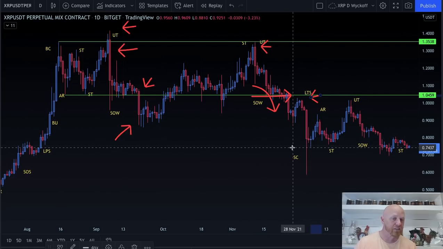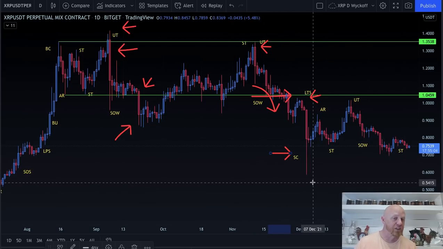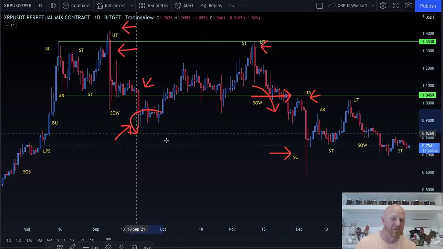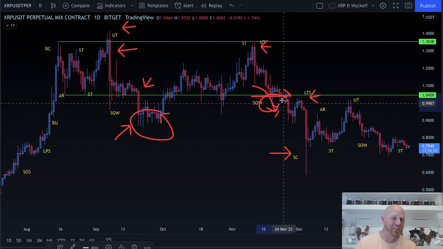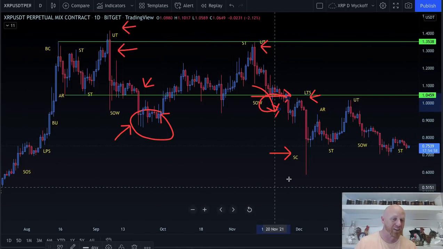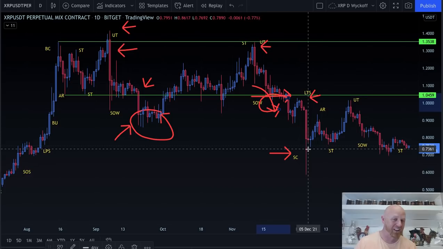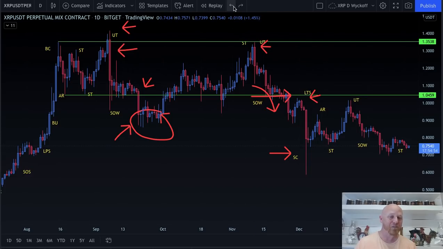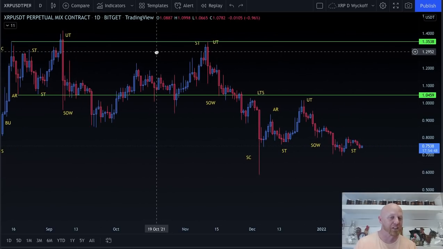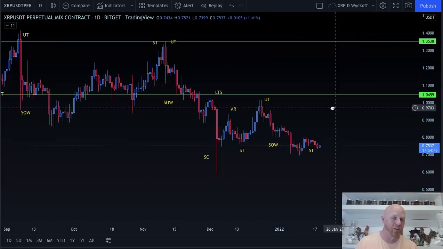Your last test of support brings you down to your selling climax candle. So all those buyers that got filled here, where's the next set of buyers? It's the selling climax candle. Do you see these steps? They just keep repeating over and over. That's why Wyckoff seems very complex until you really understand the fundamentals of Wyckoff.